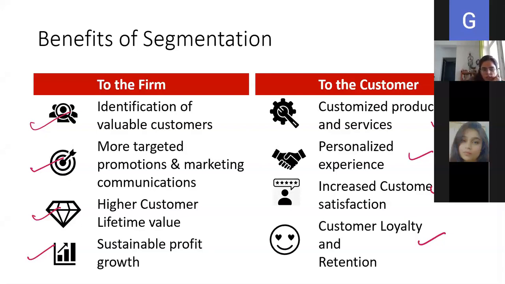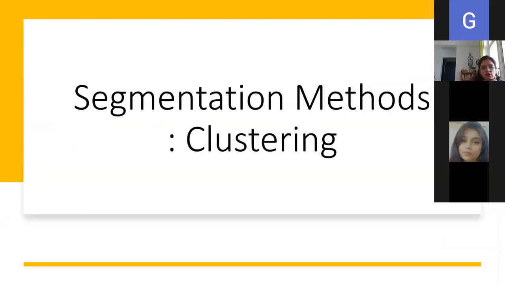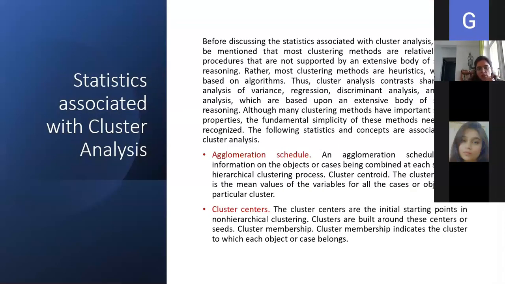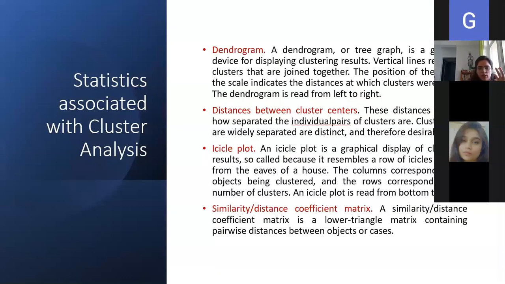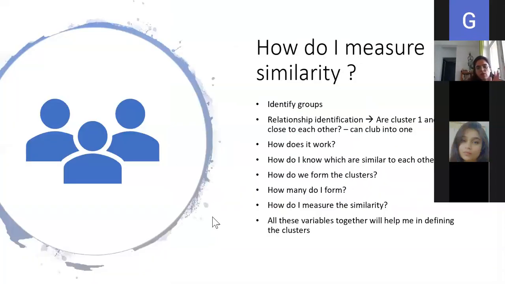Okay, so next is what are the various segmentation methods? We'll discuss clustering. What is this method? So there are certain things, agglomeration schedule, cluster centers. I'll come to this later, and something called a dendrogram. Okay, so what clustering does is that we are grouping people, those who have similar needs. And how are we doing this grouping?